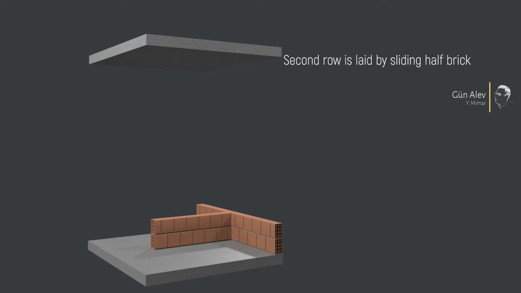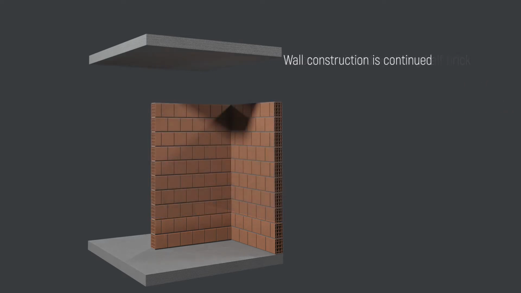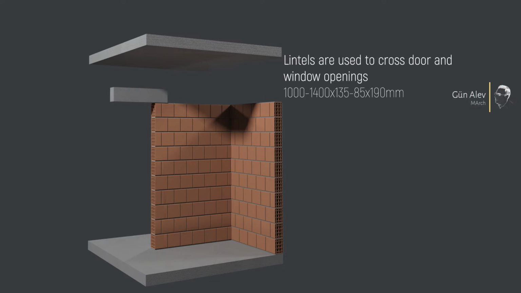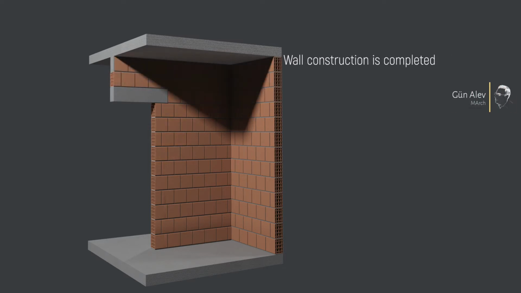Second row is laid by sliding half brick. Wall construction is continued. Lintels are used. Wall construction is completed.